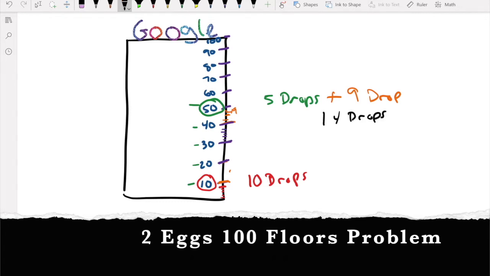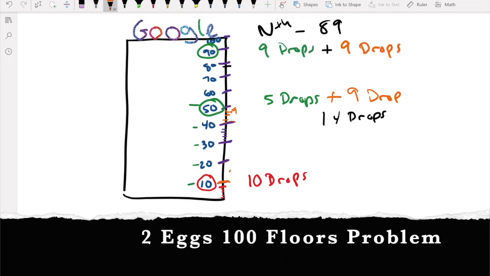And you can tell that the higher the floor that the first egg breaks, the more drops you're likely going to have. And again, I'm doing worst case scenarios here. So this method's pretty good, but say it was at floor 89. Say this magical nth floor was floor 89. It would take you 9 drops on the first egg before it broke, because it'd break on floor 90, so it would take 9 drops.